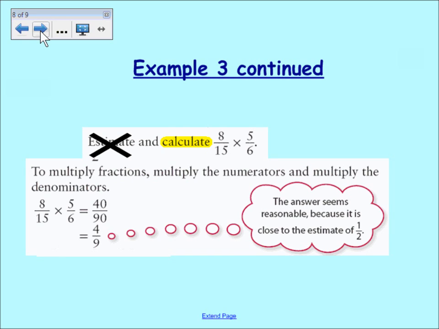This time we're going to calculate, not estimate, 8 over 15 times 5 over 6. So we've got 8 times 5 is 40, and 6 times 15 is 90. So roughly 4 over 9 when we cancel those zeros out. We've got 4 over 9. 4 over 9 is very close to 1/2. So the answer seems reasonable because it is close to the estimate of 1/2.